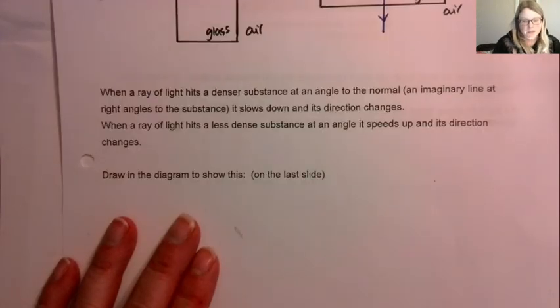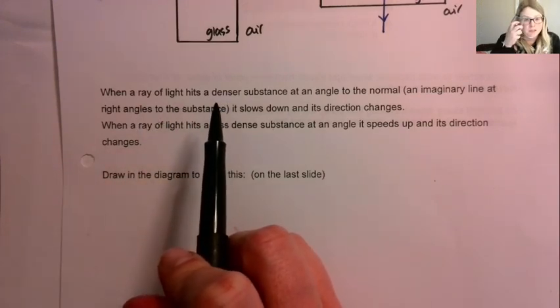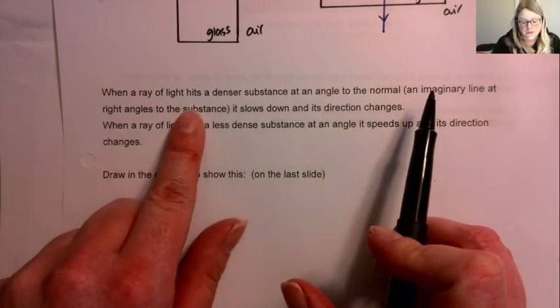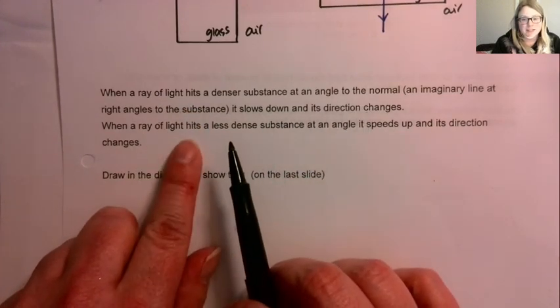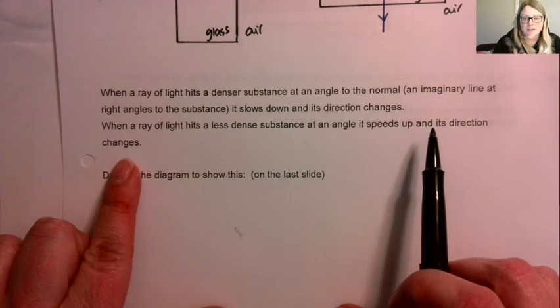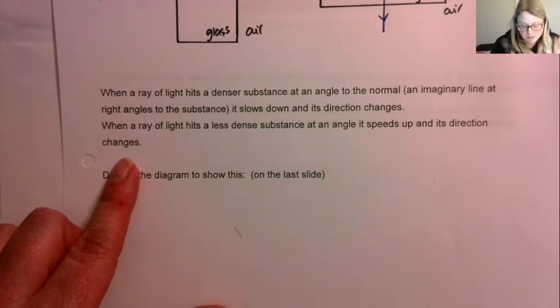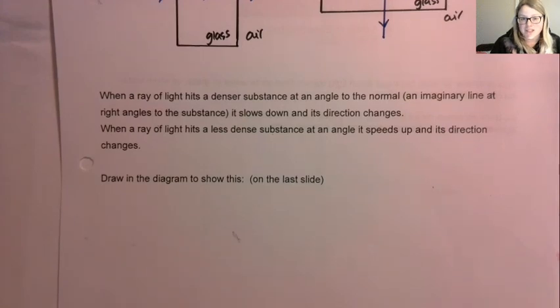Now just down the bottom here on page 75, it's asking us to draw another couple of diagrams, and again I'll show you it with the light first and then we'll draw it in. So let's see what it's asking. When a ray of light hits a denser substance, or glass block, at an angle to the normal, which remember the normal is an imaginary line at right angles to the substance, it slows down and its direction changes. When a ray of light hits a less dense substance, so that will be whenever it's going back into the air, it speeds up and its direction changes. Now the way that direction changes is important for the minute. We're just going to draw down what happens, then we're going to look at why that change in direction is the way that it is.